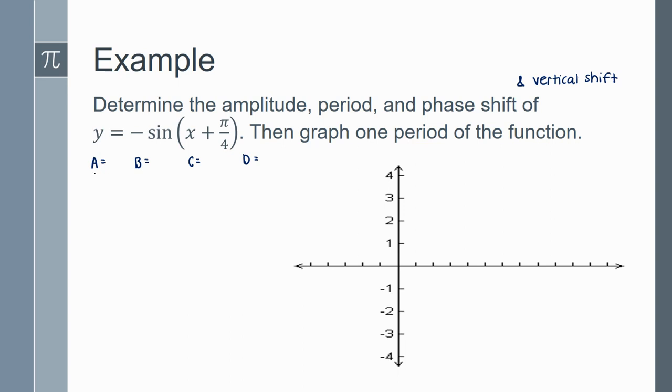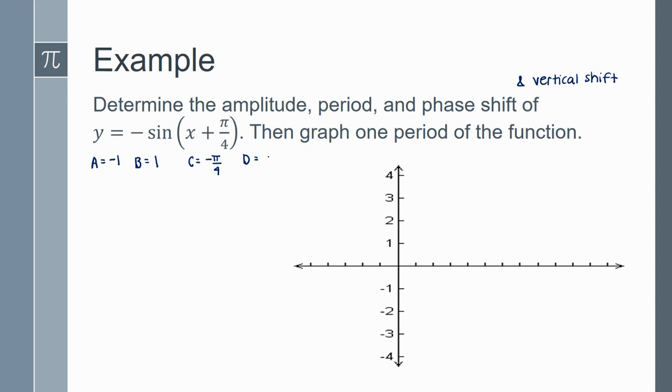Remember, a is whatever number's in front of the trig. So in front of sine, I see negative 1. My b value is whatever number is connected to x. I don't see a number, so it's 1. My c value is whatever's in the parentheses with the x, but now remember, I take the opposite sign. Because I see a positive pi over 4, I want a negative pi over 4. My value for d is whatever's being added or subtracted.